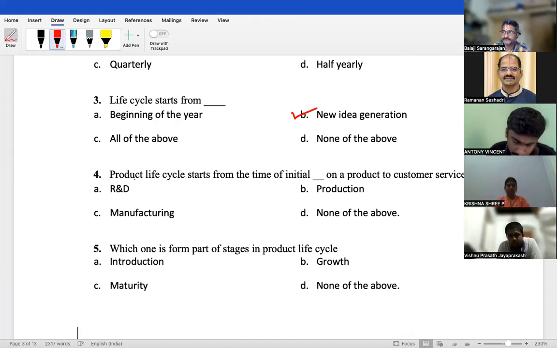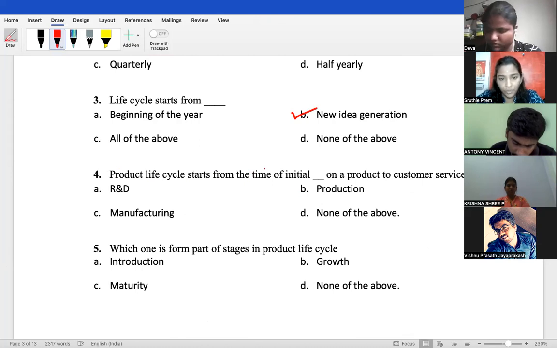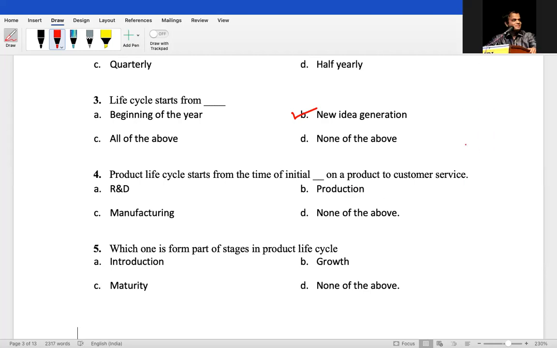Next, product life cycle starts from the time of initial dash on the product: customer service, R&D, manufacturing, none of the above. Initial R&D. Which one is form part of stages in product life cycle? Introduction, growth, maturity, none of the above. D, none of the above. Why? These are not stages. Very good.